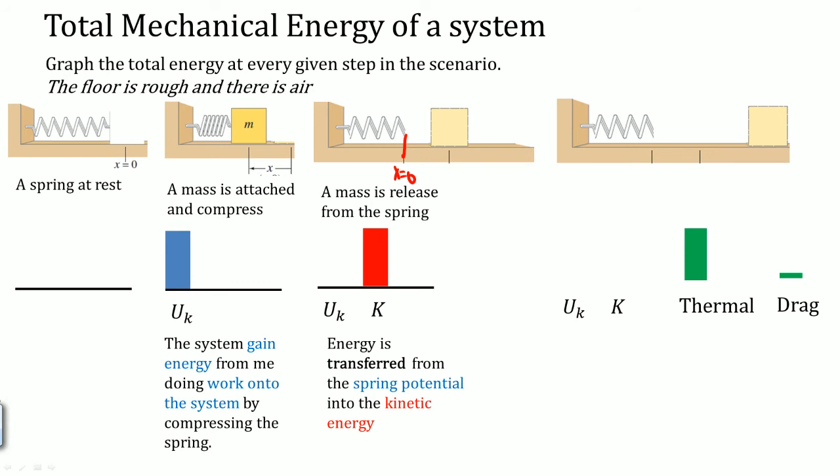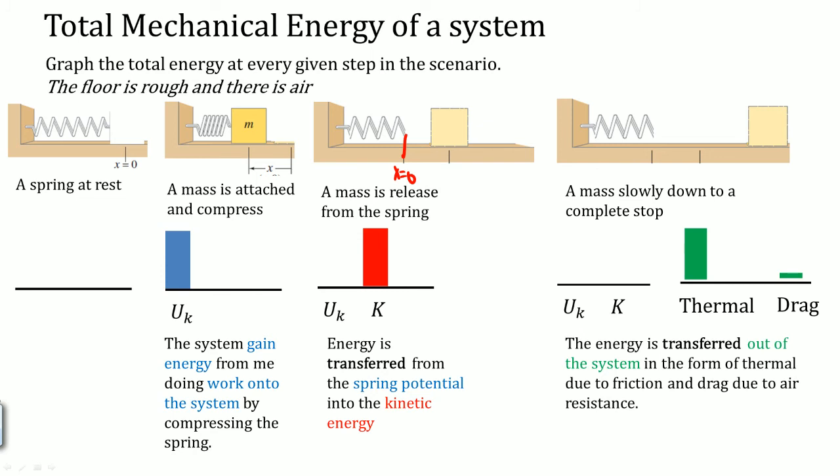Why does the block slow down to a rest? Well, the reason why the mass slows down to a complete stop is because all the kinetic energy is now gone. Where is it going? Well, it went to both thermal and drag. The thermal comes from the friction that the block experienced because the floor is rough. There's also air there, so there's air resistance. So the block loses some energy due to drag. We can say that the energy now transfers out of the system in the forms of thermal due to friction and drag due to the air resistance.